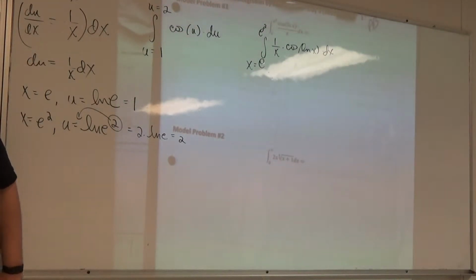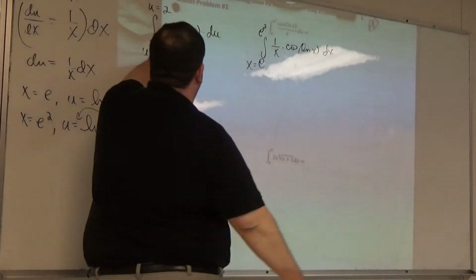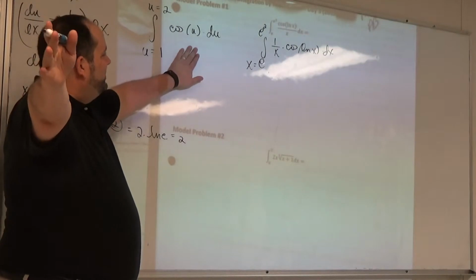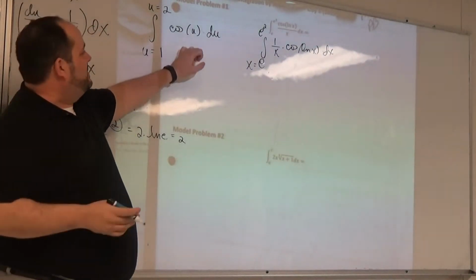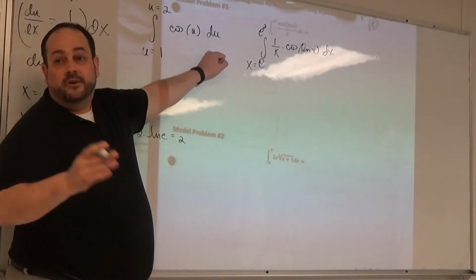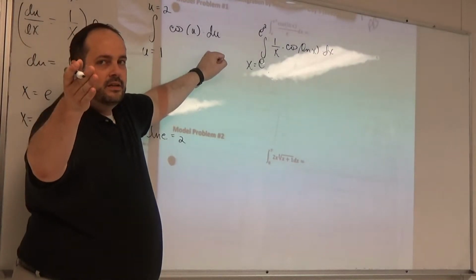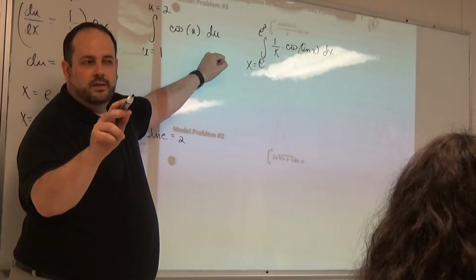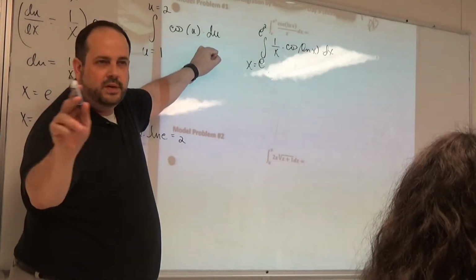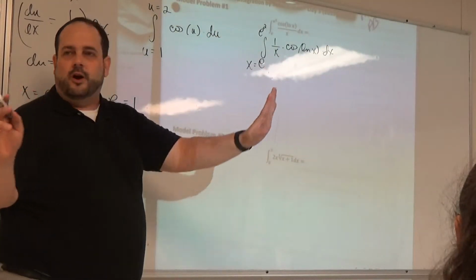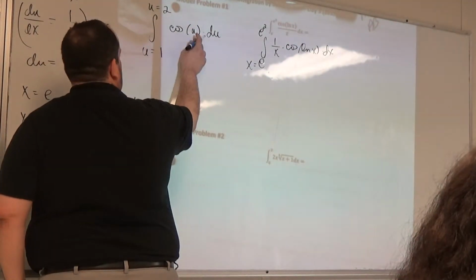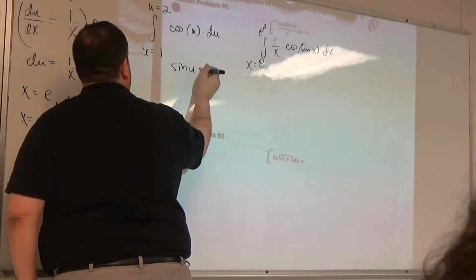10 seconds at most. Antiderivative of cosine of u du, everyone's going to tell me is? Oh, that was funny. One more time. Everyone's going to tell me that the antiderivative of cosine of u du is? Sine of u. One more time. Antiderivative of cosine of u is? Sine of u. Okay, no one said negative sign. That's good. Okay, antiderivative of cosine of u is sine of u.